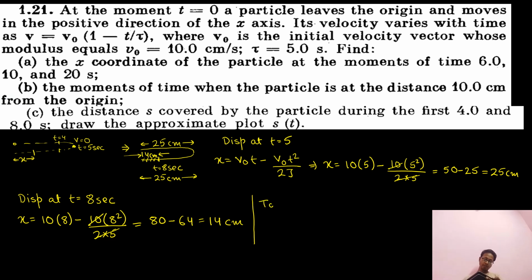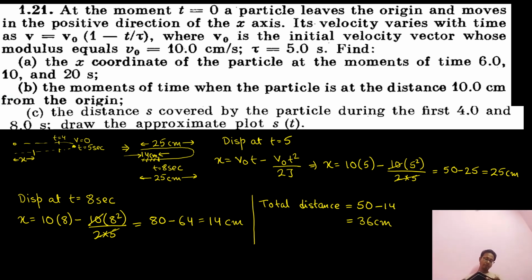So total distance is equal to 50 minus 14, which is how much? 36 centimeter. Understood? So total distance is equal to 36 centimeter.